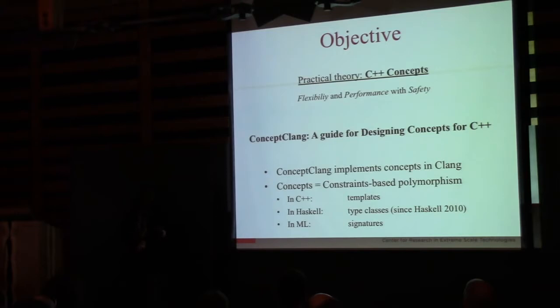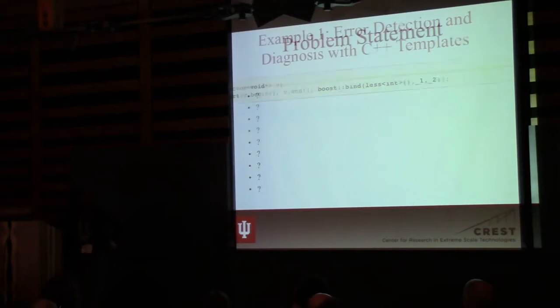Now, concepts themselves are not really a new notion. If you've worked with type classes in Haskell or signatures in ML, you've seen them in some capacity. It's not exactly the same as concepts in C++, but you can already build an intuition based on those. In C++, they drive the design of template libraries. So why do we want something like this?